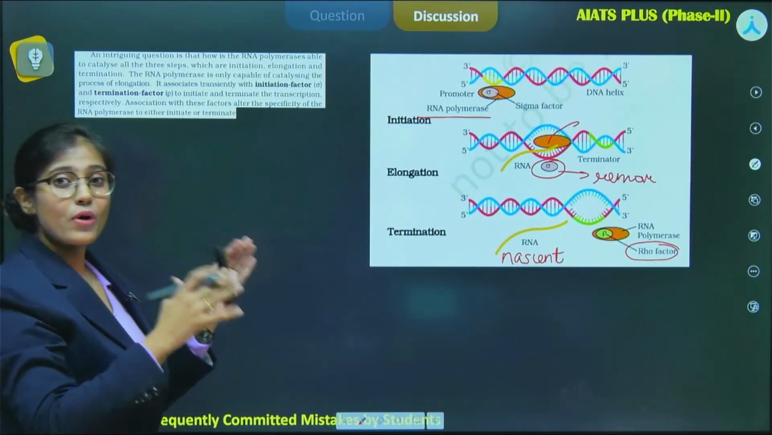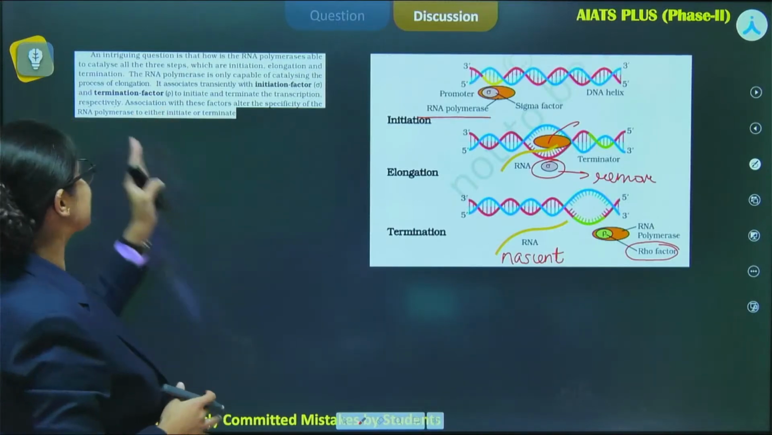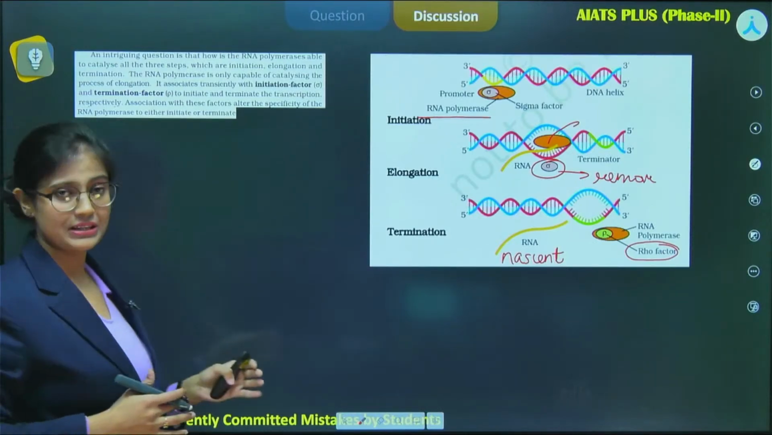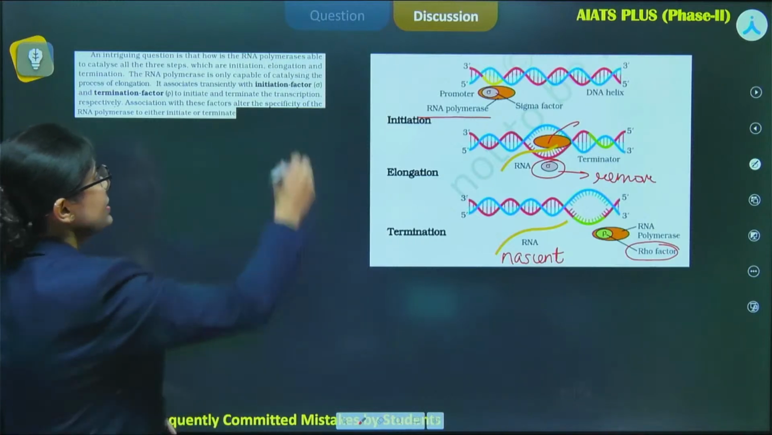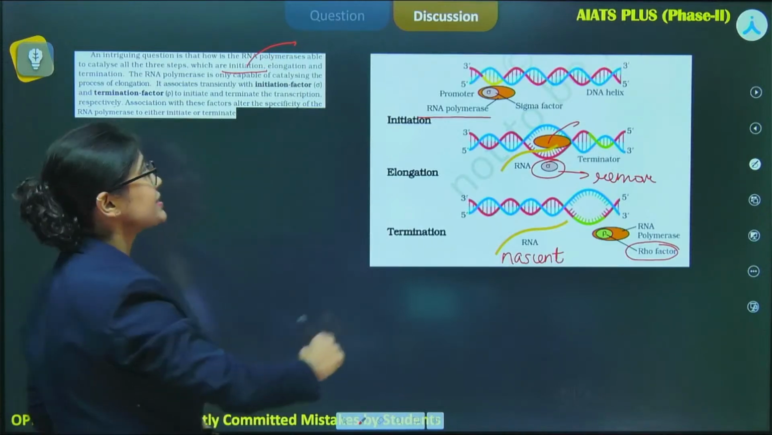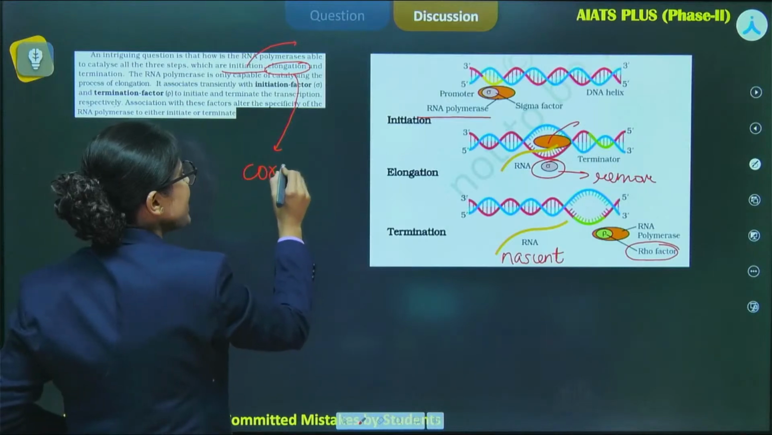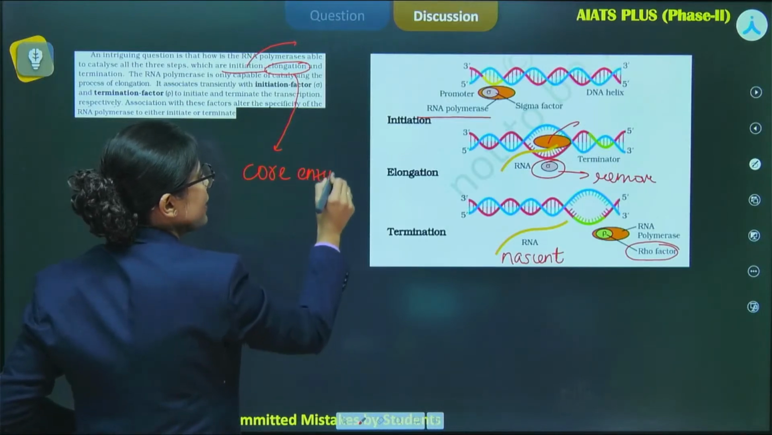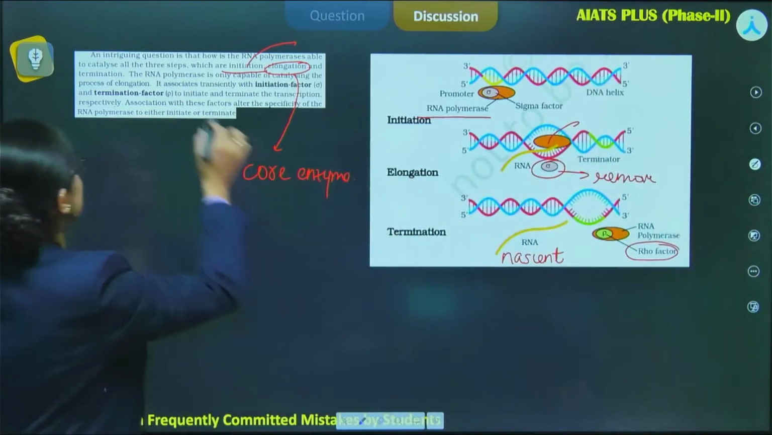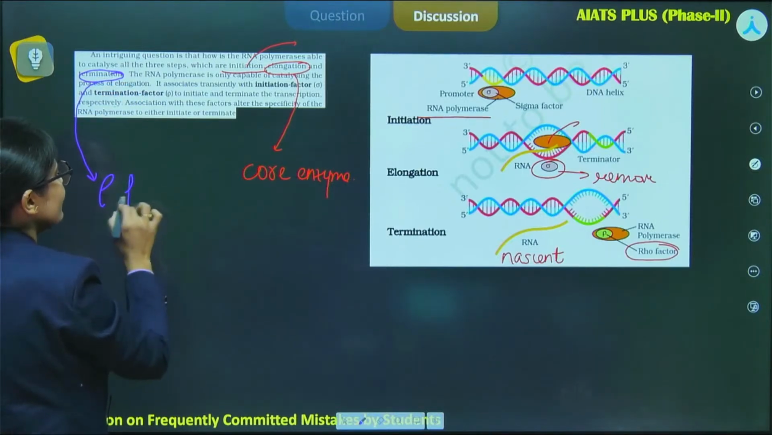Along with that, one important, or we can say beautiful line is written in NCERT, which says, an intriguing question is how is the RNA polymerase able to catalyze all the three steps? As I've told you, this initiation is done by sigma factor, elongation is done by core enzyme. I hope you are able to see this red color. And this termination is facilitated when it gets attached to the rho factor.